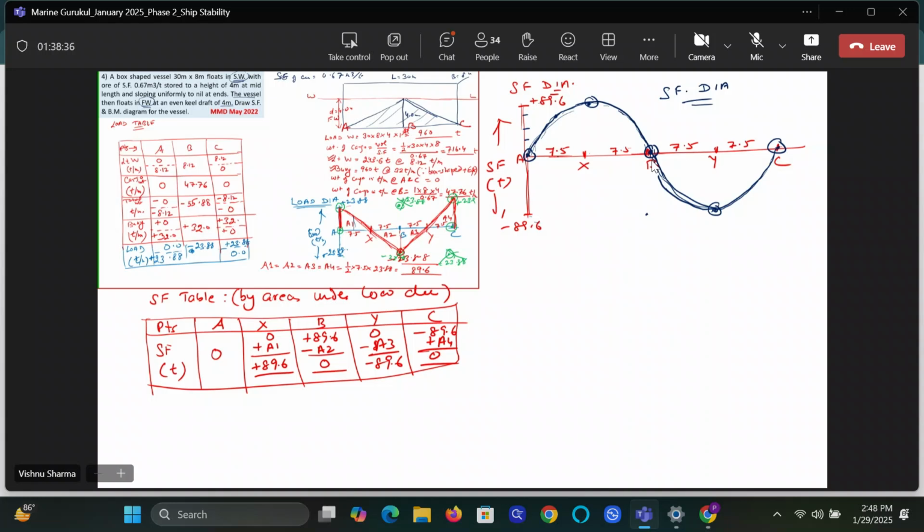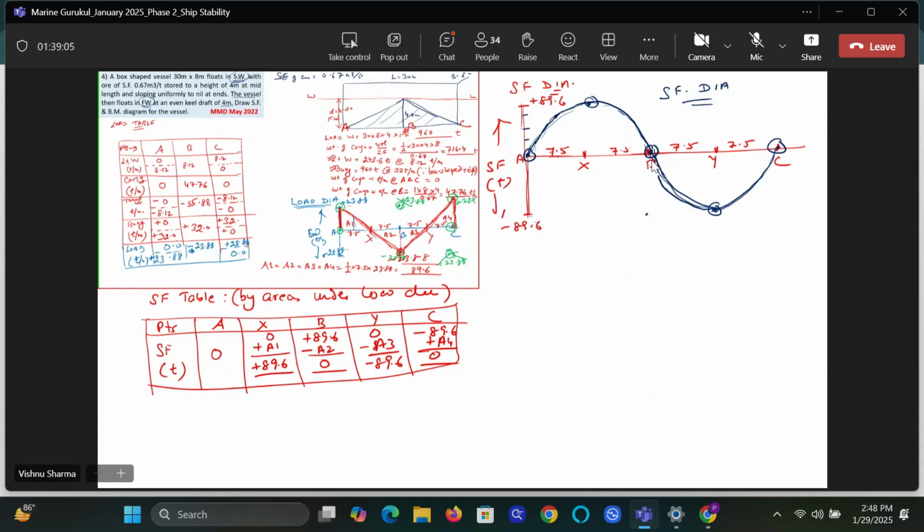Does everybody agree with the SF diagram, class? Yes or no? Sahil? Yes, sir. Samir? Ali? Yes, sir. All understood? Okay. Understood.